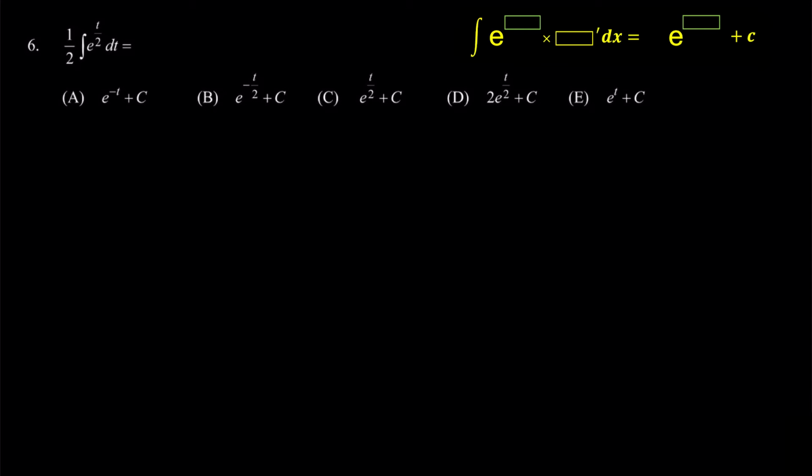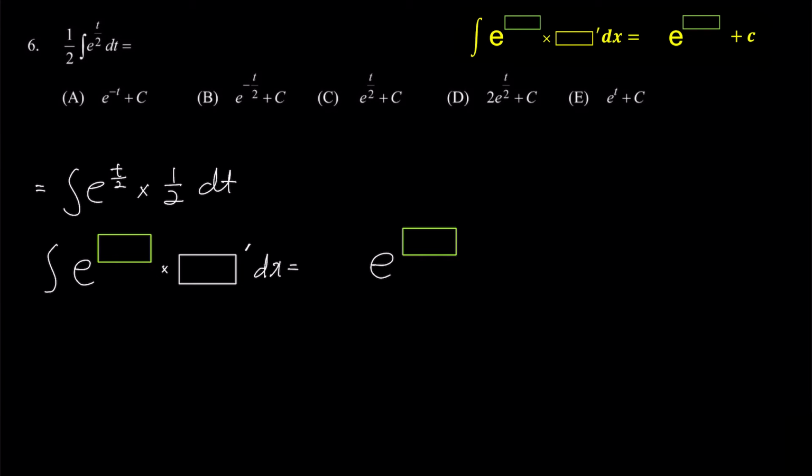This problem has a peculiar factor of 1 over 2 in front. Shall we move it behind e? Do you see the box prime now? Yes, that's right. If you put t over 2 in the green box, the next term, one half, becomes the box prime. I like this problem. Therefore, the answer is simply e to the power of t over 2 plus c, which is option C.